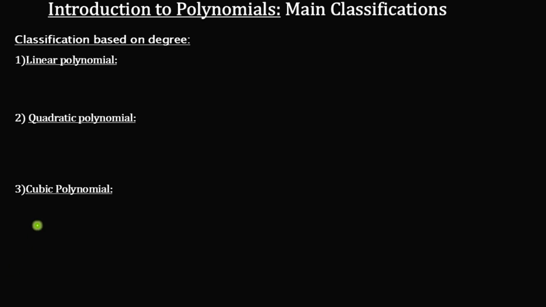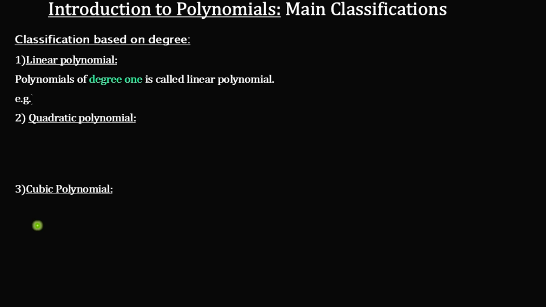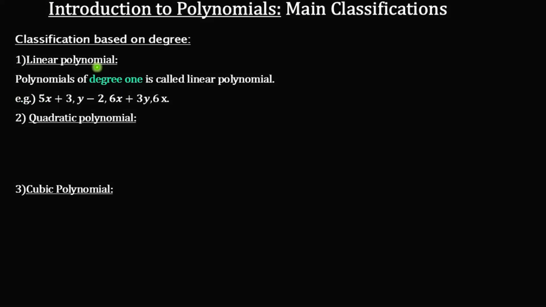called cubic polynomial. Okay, that is, for polynomials of degree 1, where the highest power of x is 1, it is called a linear polynomial. So what are the examples? 5x plus 3, y minus 2, 6x plus 3, 6x all have degree 1. That is, the highest power of x is 1. Now, what is the coefficient of x in 5x? It is 5. The coefficient of x can be any term, but if the highest power of x is 1, then that is called a linear polynomial.